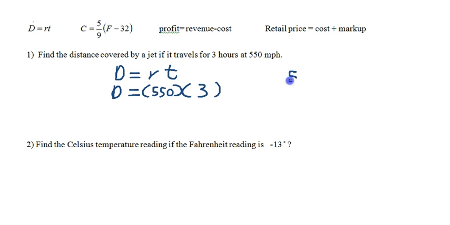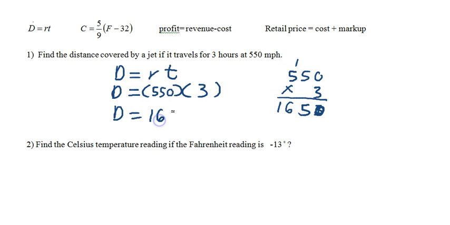So you just have to do the operation that is given, which is multiplication. So that's 0, 15, and 16. So the distance traveled would be 1650, and then you look right here at your rate, and that'll tell you our distance. It's in miles, because this is miles per hour. That was our time. And that's it.